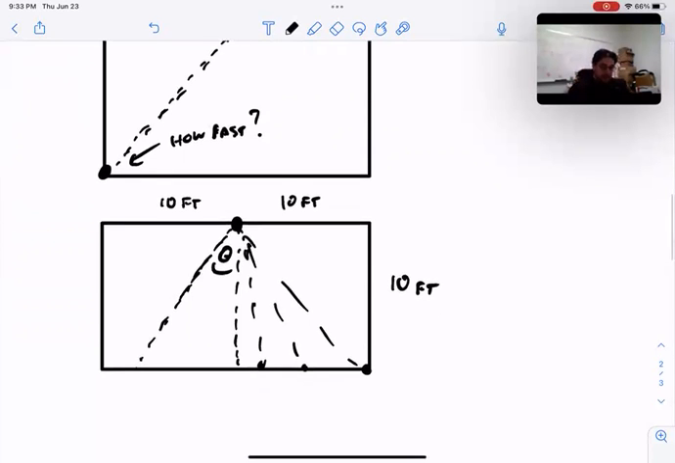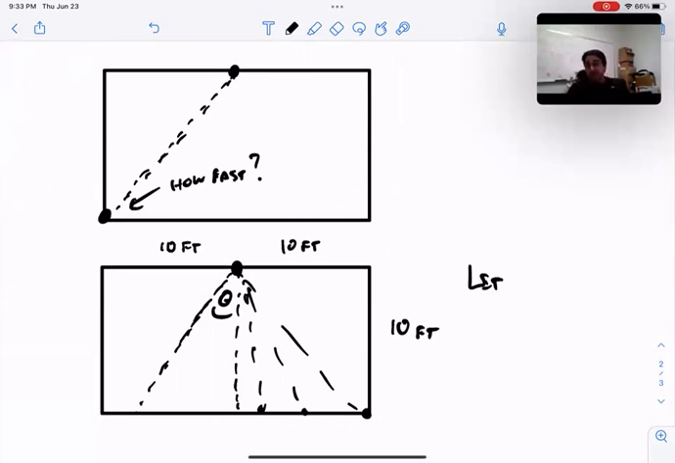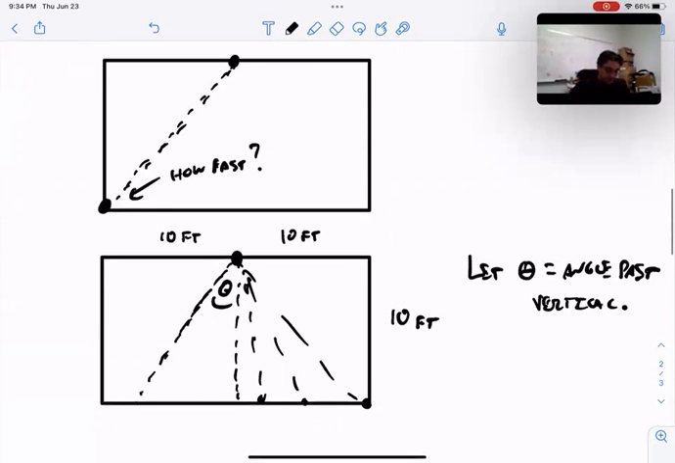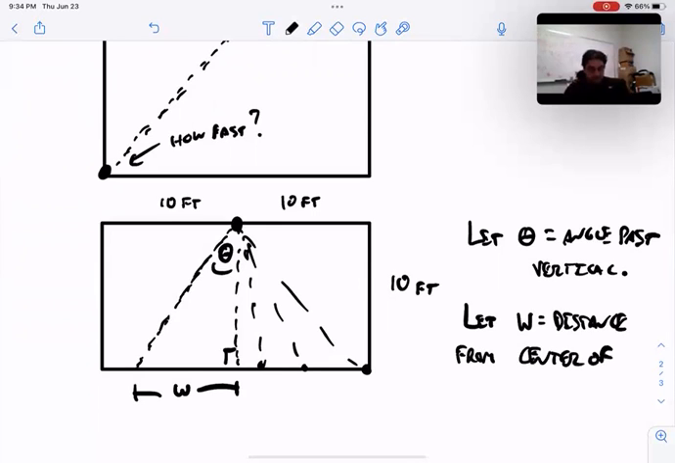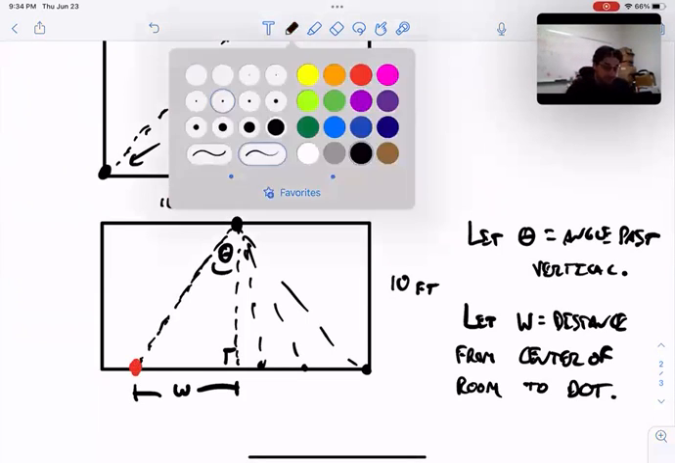And this is a huge part of solving a problem like this: just giving names to the important quantities. So let theta equal the angle past vertical. And then what I'm really concerned about is how fast this length right here is growing. So I better give a name to that also. So let's let W be the distance from the center line of the room to the dot, the laser pointer dot. So here we can make a red laser pointer dot. There's our distance from the center line of the room to the laser pointer dot.